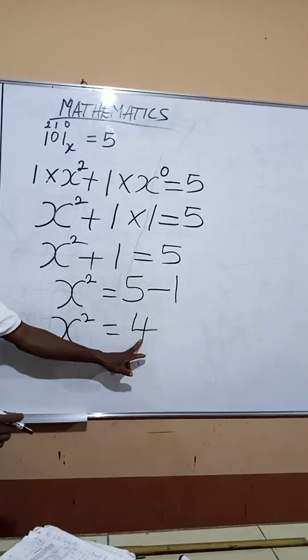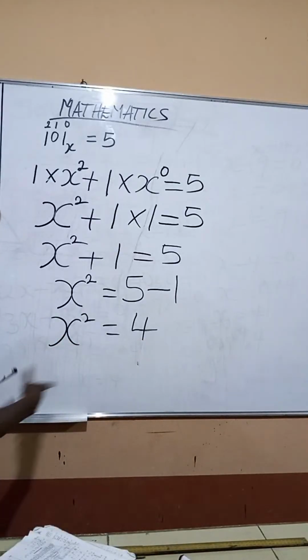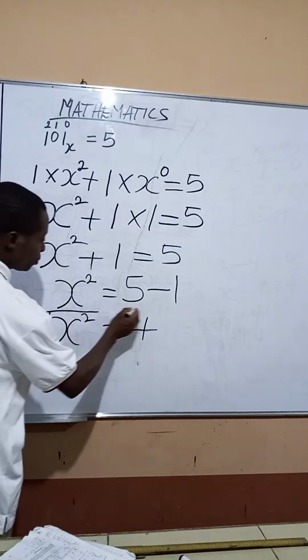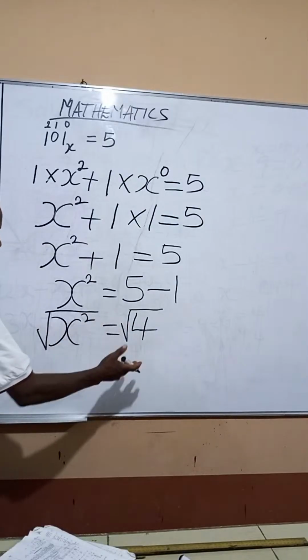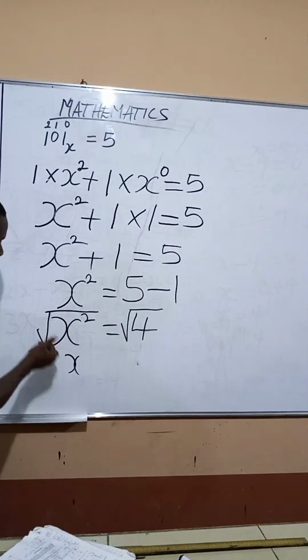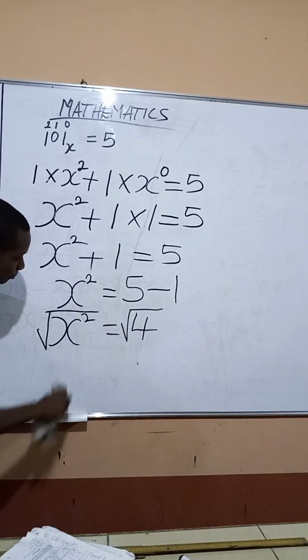Once you are done with this, we go ahead. Let's get the square root, right? Take the square root of both sides. If you take the square root of both sides, we are going to have x. The square root will cancel the square, leaving us with x.